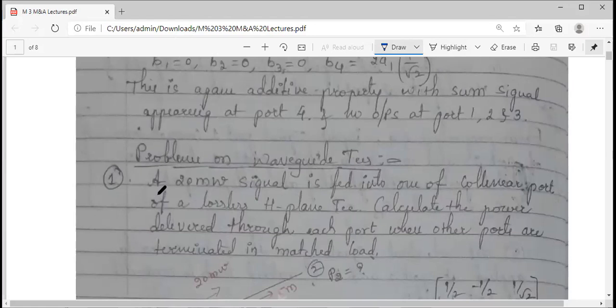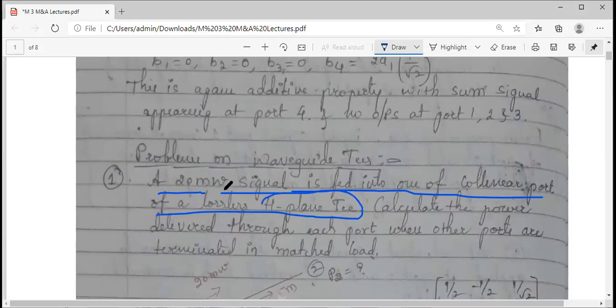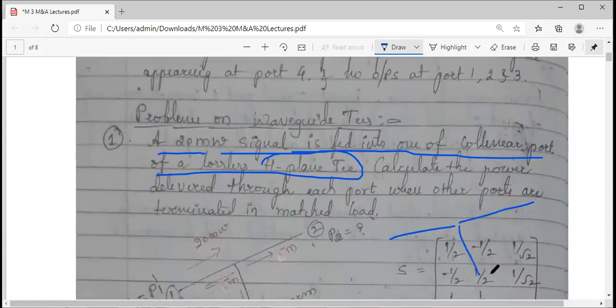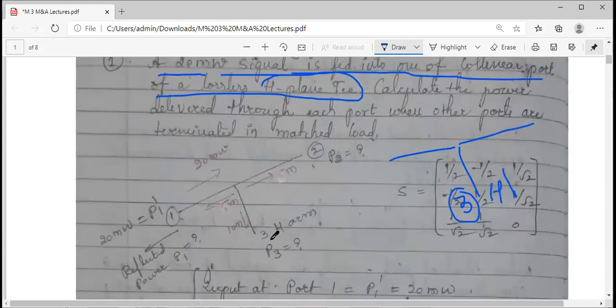The first one: a 20 milliwatt signal is fed into one of the collinear ports of a lossless H plane T. So we are now into the H plane T. H plane means you have a collinear arm like this, and you have a side arm H here. So this is your port 3. The diagram is given here. This is your third port.